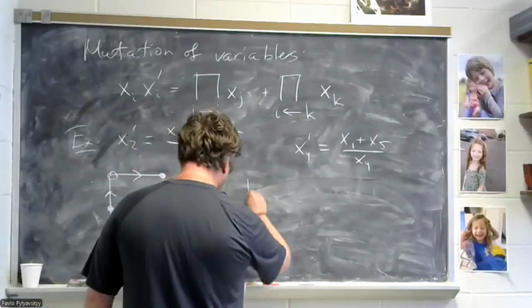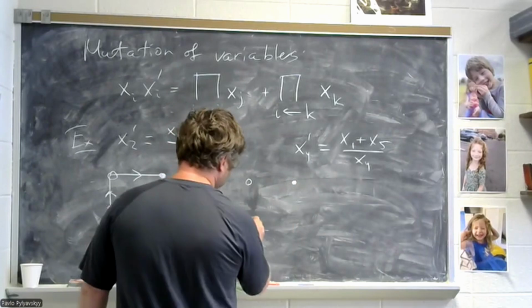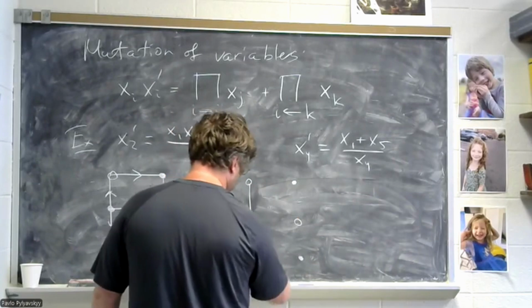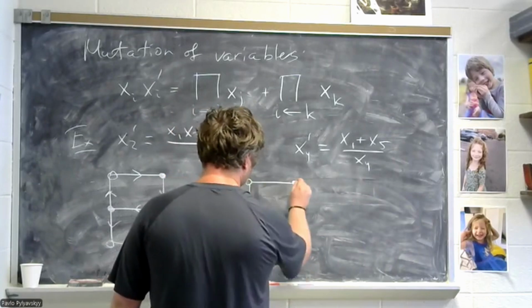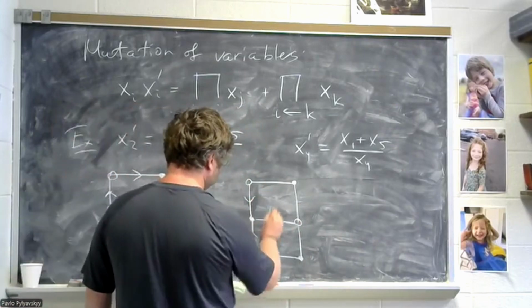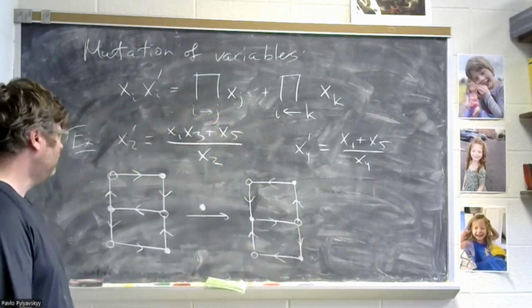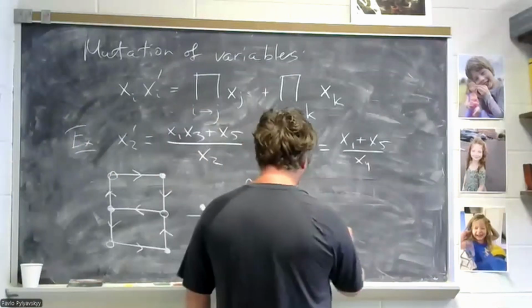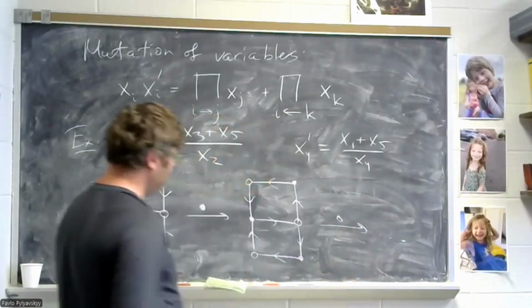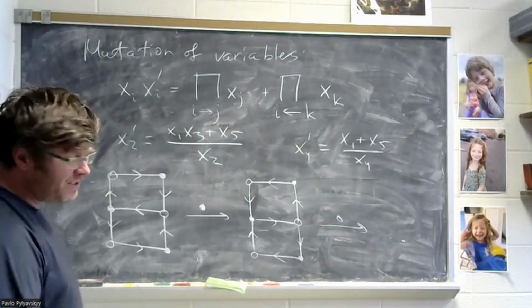So if you mutate all black vertices, let me try to draw it again. So here are our vertices. If you mutate all black ones, we will get this guy. And then you mutate all white ones, and you get back the original one, with even the same orientation of arrows. And you can keep going like this.